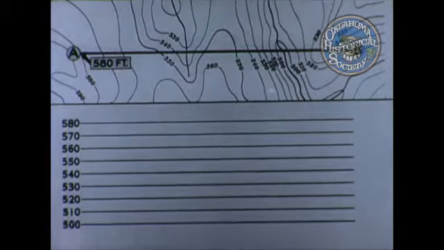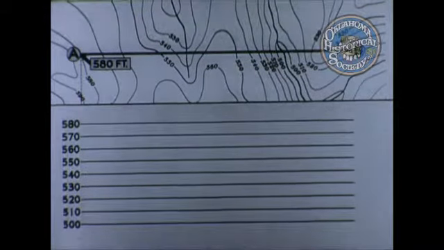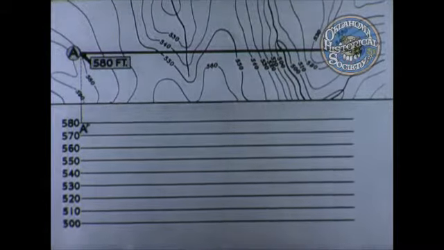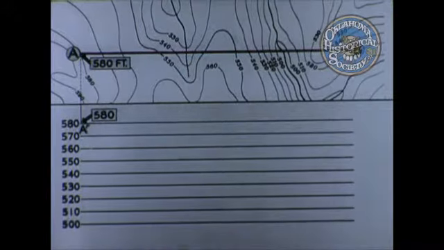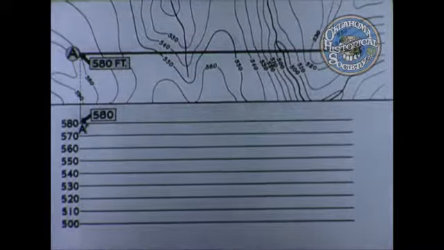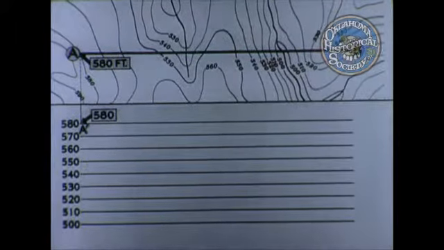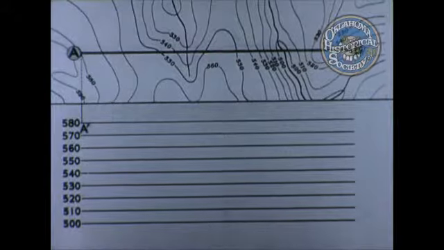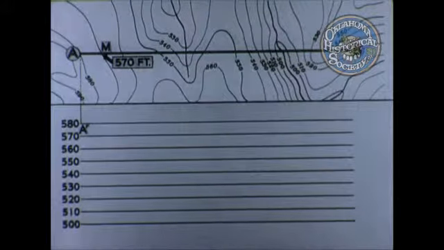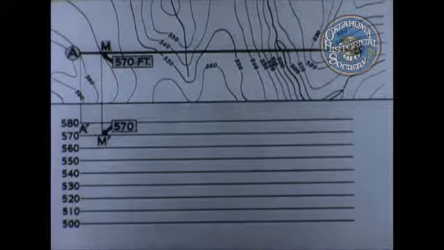From each point where the line AB cuts a contour, drop a perpendicular to AB. Extend this perpendicular until it cuts the corresponding horizontal line. The elevation of A is 580 feet. A prime is on the 580 line. The elevation of the point M is 570 feet. M prime is on the 570 line.